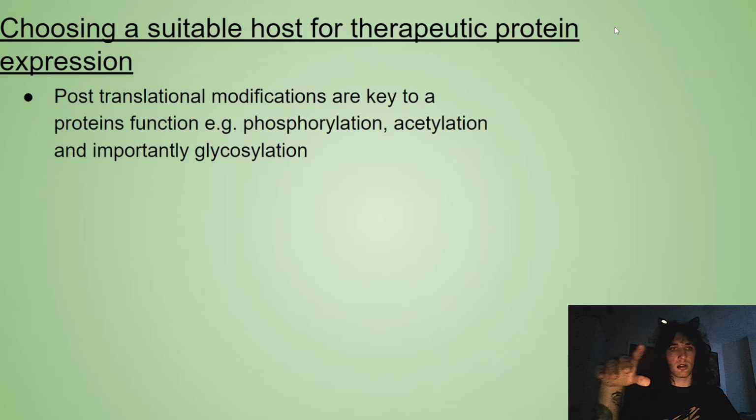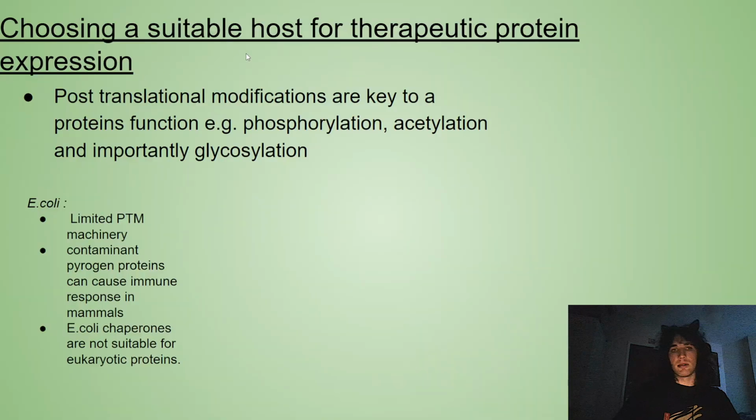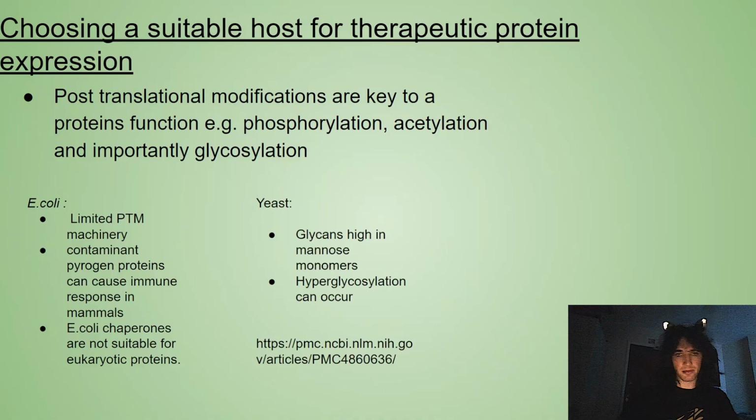So which host are we actually going to choose for our therapeutic proteins? Well, this is based on what post-translational modifications they are able to do. E. coli can't really do anything, right? And it also has the annoying thing where it has pyrogen proteins that are added onto your expressed protein, which cause an immune response. We don't want that. And the E. coli chaperones are not suitable for eukaryotic proteins. So the chaperones just help folding of proteins. If they're incorrectly folded, the E. coli chaperones can't help your therapeutic protein.